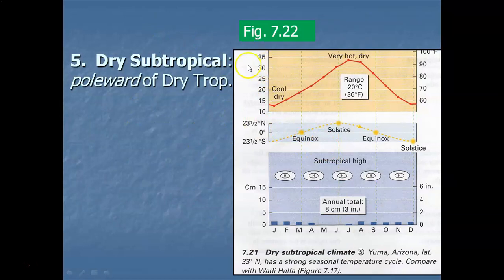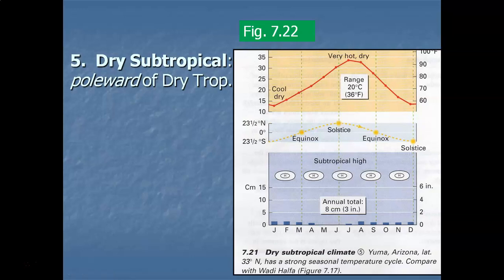Okay, so we're going to finish up the climates here, and what's going to be kind of nice with the dry subtropical is that we're actually finally in the United States. So now you can think about what you know about the United States. Climate number 4 was the dry tropical. Climate number 5 is the dry subtropical. You're always going to find this climate poleward of the dry tropical, of the last one. Poleward means a higher latitude location.